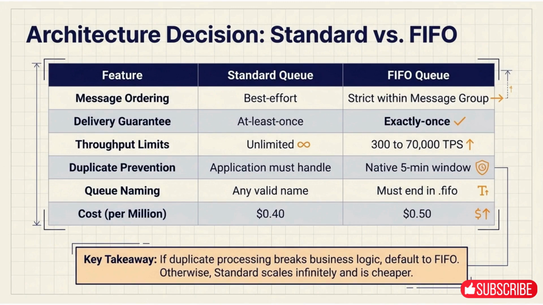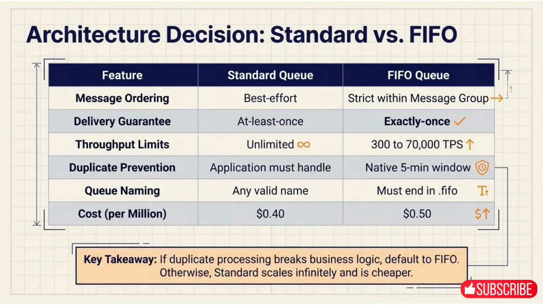The queue choice should come from the business rule, not from the service name. Choose standard when you need maximum scale, best effort ordering is acceptable, and your consumer can handle duplicates. Choose FIFO when events for the same entity must remain in sequence, or a duplicate send could create an incorrect business result.